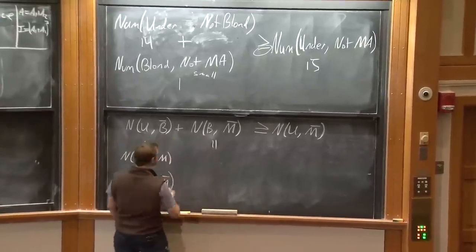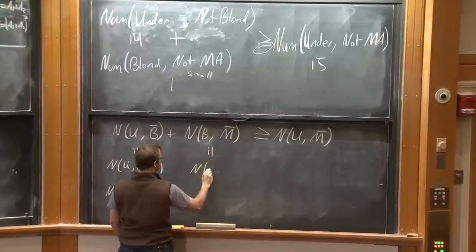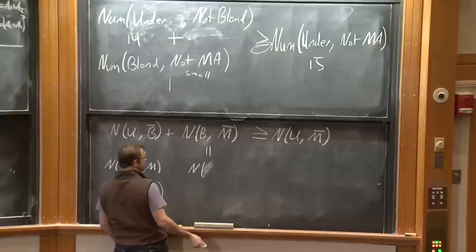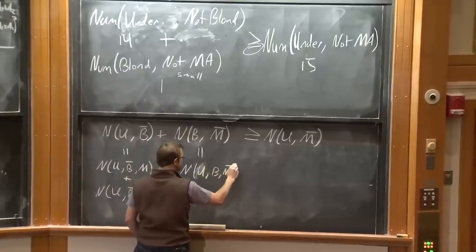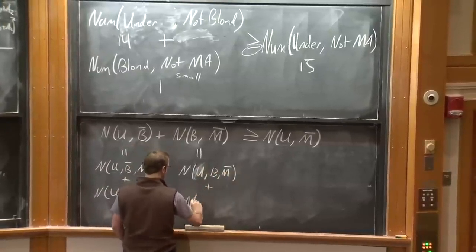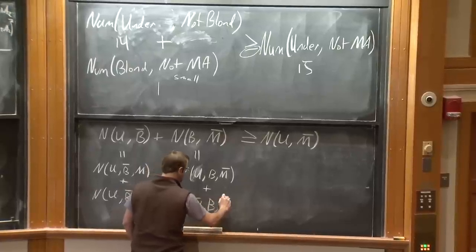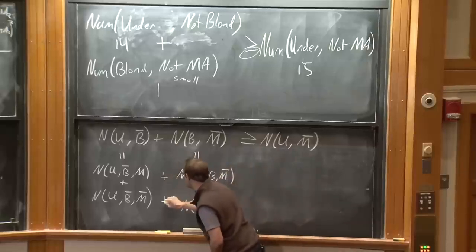So similarly, the number of people who are blonde and not from Massachusetts. If you're blonde and not from Massachusetts, you may or may not be an undergraduate. So this is the number of people who are undergraduates, blonde and not from Massachusetts, plus the number of people who are not undergraduates, are blonde, and are not from Massachusetts. And on the right-hand side, adding these two together gives us plus and plus.